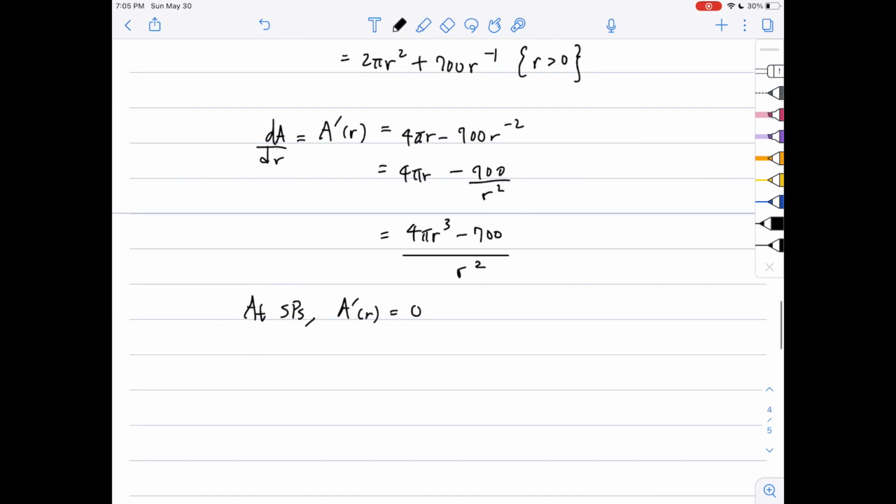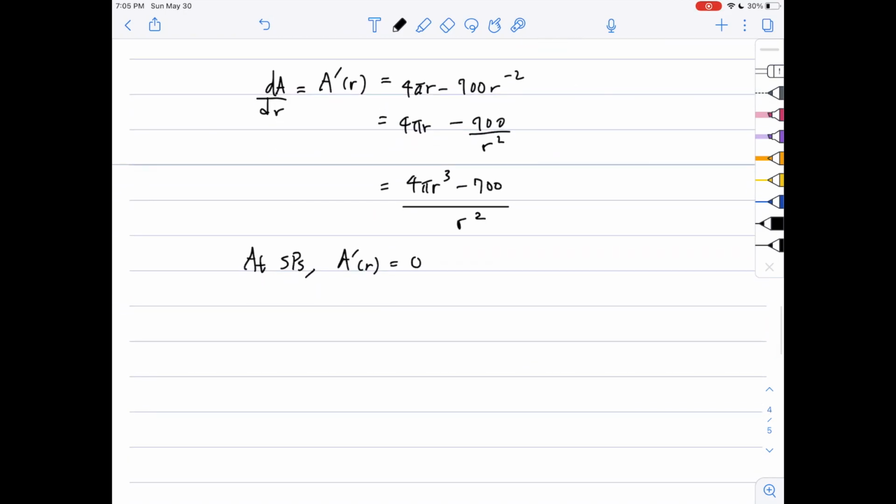Okay, so going back to this, the denominator is always positive, so the derivative will be 0 when the numerator is 0. And so we have something like this. The next thing we can do is solve for r. So r cubed is going to be, if I add 700 and divide by 4 pi, I get this. And if I take the cube roots of both sides, I get this.